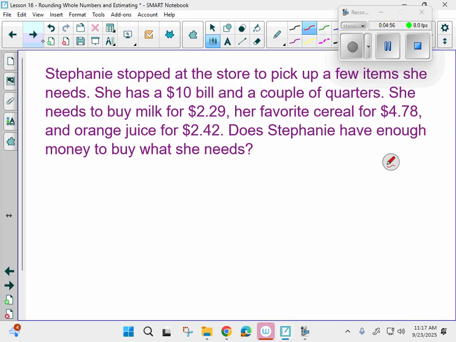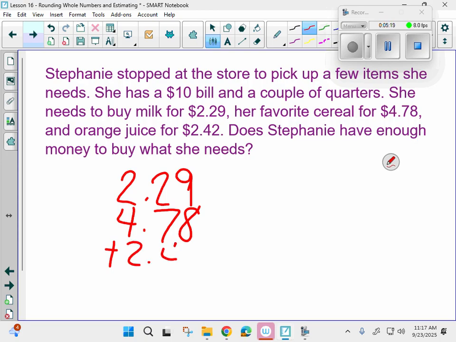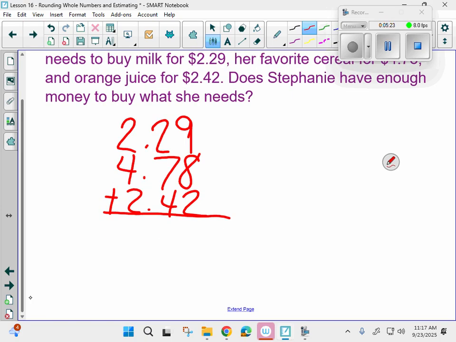All right. Gavin, what should we do to see if she has enough money? You know what? I don't think we round on this. I think we're just going to add. I guess we could round. I don't know. I'm just going to add it and see if we have enough money. But maybe we are supposed to round this one. All right. Well, let's check it both ways for fun. Okay. Let's add it without rounding just to make sure.